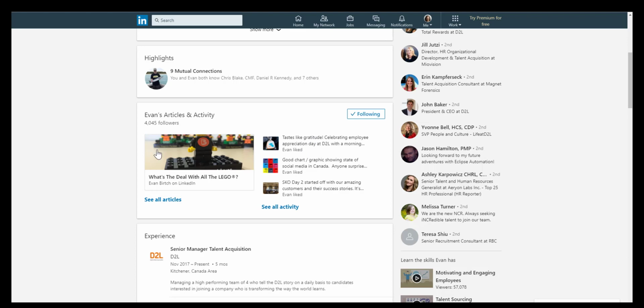So whether he likes something, but it sounds like he's actually written an article called "What's the Deal with All the Lego?" So those show up in his profile, and potential employers and part of your network can read those and see what you're writing about and see what you're interested in. It's just further backing up and supporting your interest in a specific area.